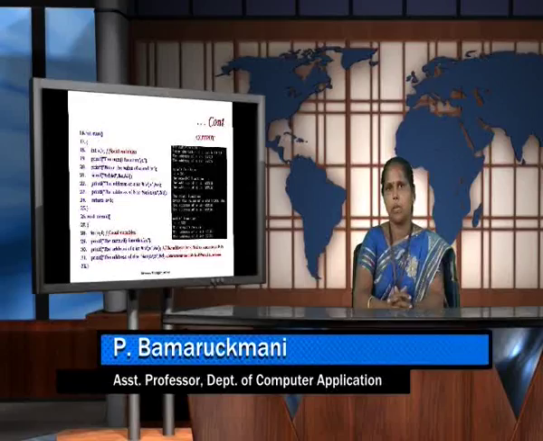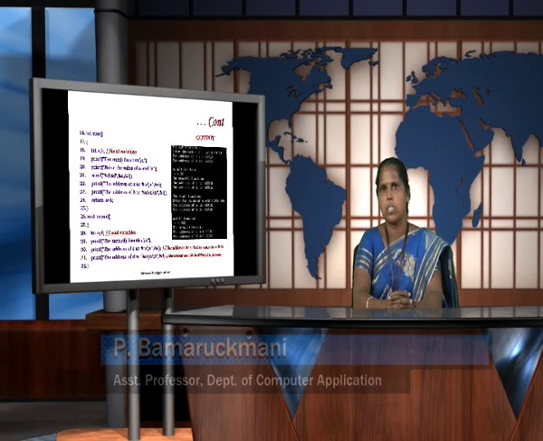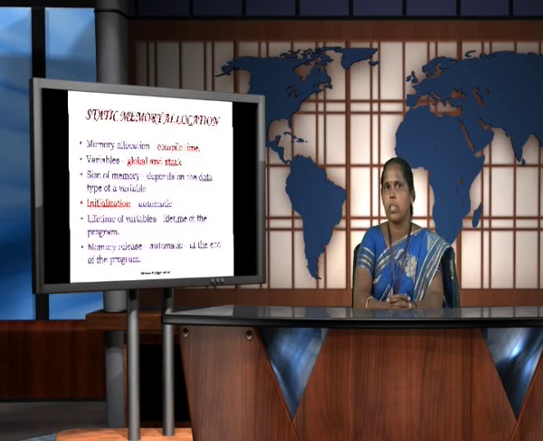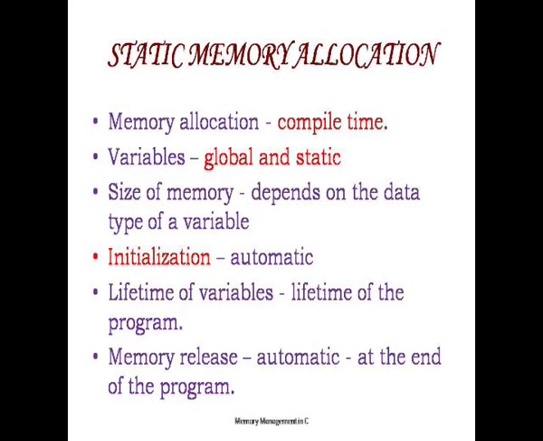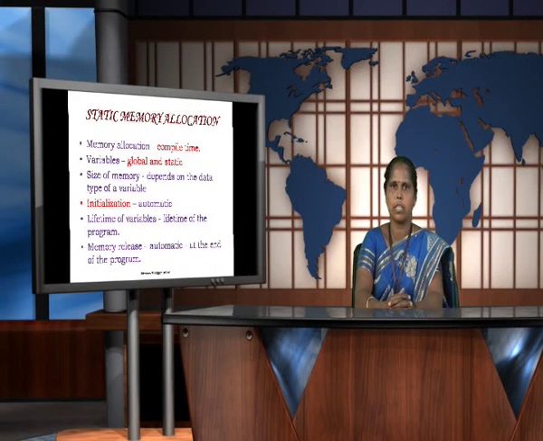Then the next type of memory allocation is static memory allocation. Here the memory allocation takes place during the compilation time of the program. The variables that get allocated by this type are global and static variables. Global variables means the variables which are declared outside all the functions. And static variables are variables which are declared with the keyword static.